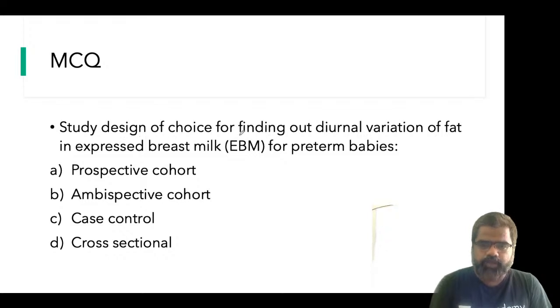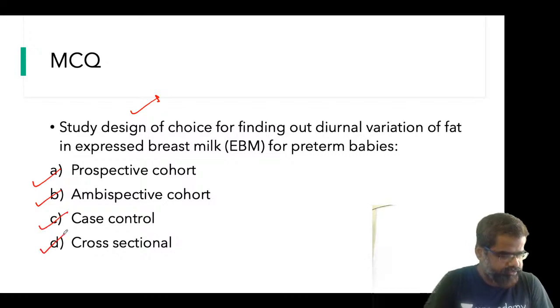Now let's come to the next question. Study design of choice for finding out diurnal variation of fat in expressed breast milk for preterm babies. So you have to design a study. What is the choice of that study if you want to find the diurnal variation of fat in expressed breast milk? Will you go with prospective cohort? Will you go with ambidirectional cohort? Will you go with case control? Will you go with cross-sectional?